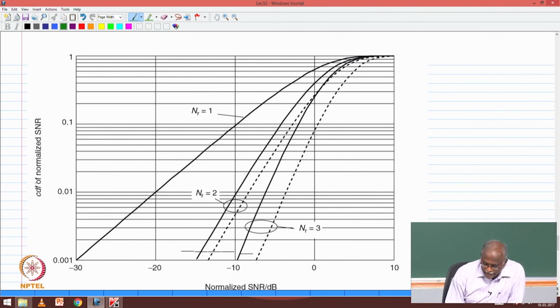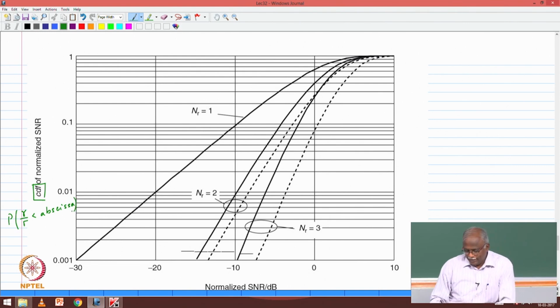So, this is a CDF, and basically it is a normalized SNR. What is normalized SNR? It is the probability that gamma divided by the average SNR is less than what is on the x-axis, the abscissa. This is exactly what we have drawn before, this dark line. You can verify that for Rayleigh fading that is the case, and confirm that even for the SNR you will get exactly the same cumulative distribution function.